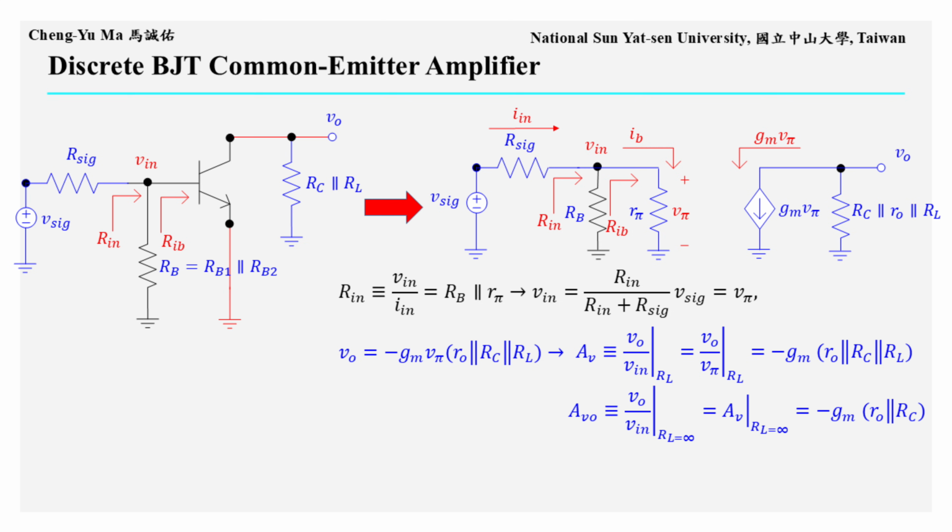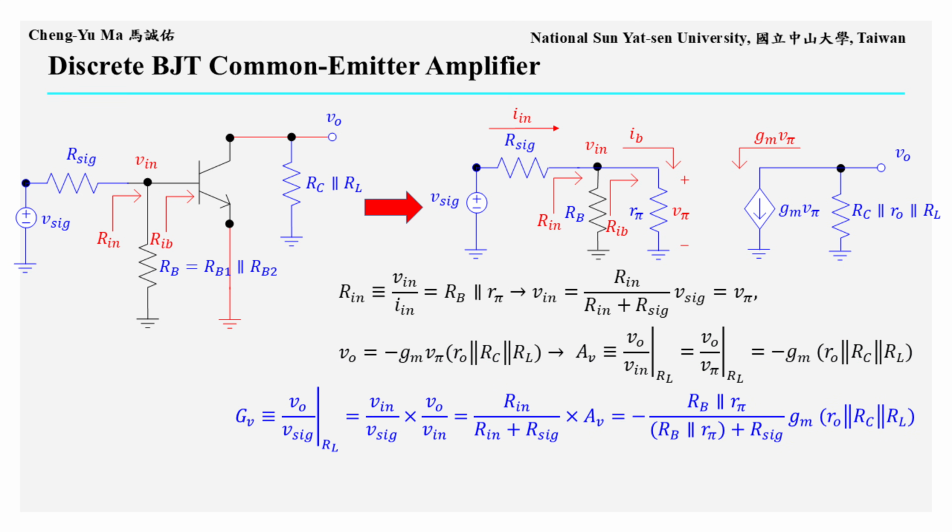Once Vpi is known, the output side controlled current is gm times Vpi. Therefore, the output voltage Vo is negative gm times Vpi, multiplied by the parallel combination of Ro, Rc, and RL. The voltage gain of this CE amplifier is Av equals Vo over Vin, which is the same as Vo over Vpi, so Av equals negative gm times Ro in parallel with Rc in parallel with RL. The open circuit voltage gain Avo is obtained when RL is infinite, so Avo equals negative gm times Ro in parallel with Rc. If the early effect is ignored, Ro is treated as infinite.